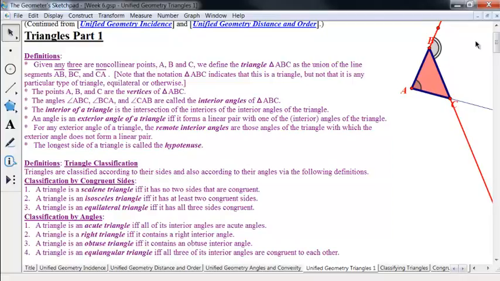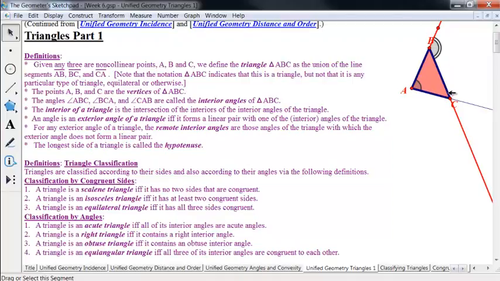The interior of a triangle is the intersection of the interiors of the interior angles of the triangle, and the exterior of a triangle is the part that's not in the interior of the triangle itself. An exterior angle of a triangle is an angle that forms a linear pair with one of the interior angles, and then you have remote interior angles. So we have an angle up here that's an exterior angle, and the angles here at A and C would be remote interiors. We're going to call the longest side of a triangle the hypotenuse.